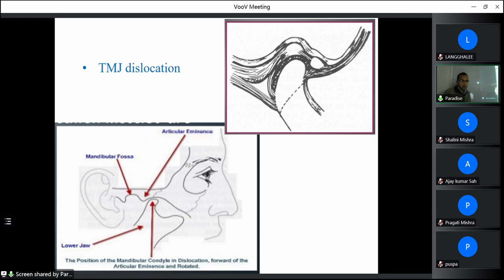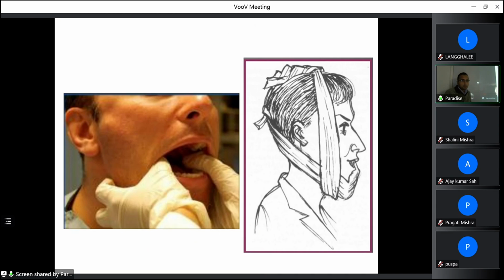Now, what will you do if there is TMJ dislocation? There is the Hippocrates maneuver, where you apply thumb pressure over either the buccal shelf area or the last erupted tooth, and the remaining 4 fingers are placed at the anterior region of the mandible in the chin area. You apply downward pressure over the posterior mandible and simultaneously upward pressure on the anterior mandible, and you take it back.